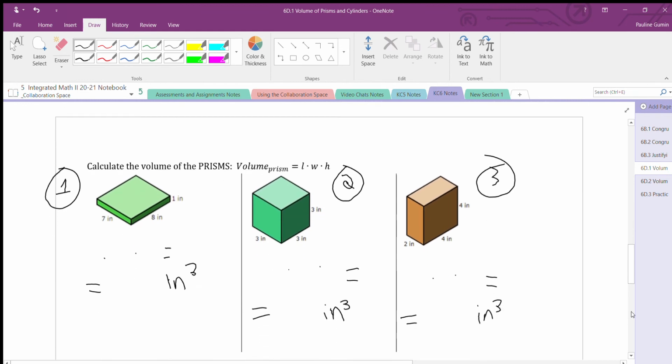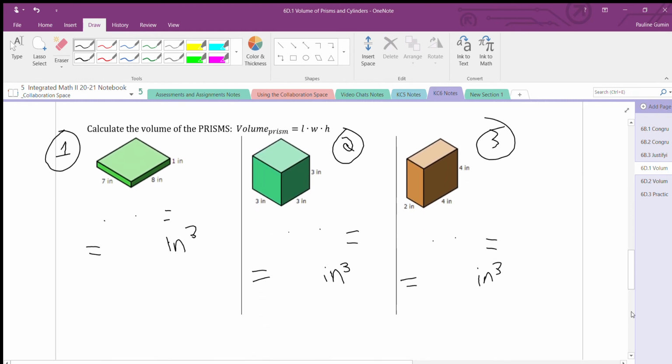All right, let's practice some more volume for prisms. Let's do number 2. Now, I did all 3 in class, which is great. However, number 2 is a different kind of prism. It's a perfect square. So this is actually called a cube. All right, so we have length times width times height. 3 times 3 times 3, that's 27 inches cubed.